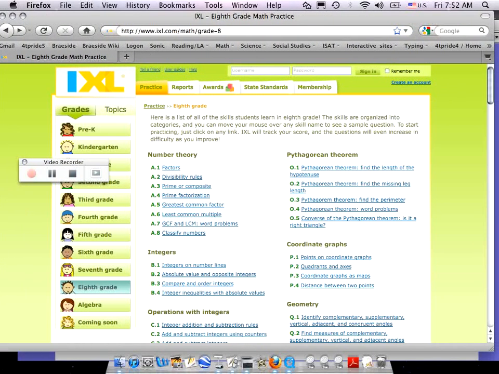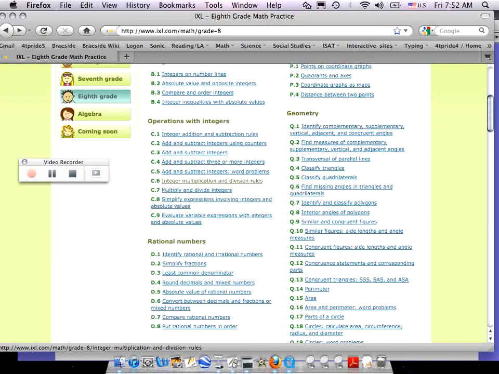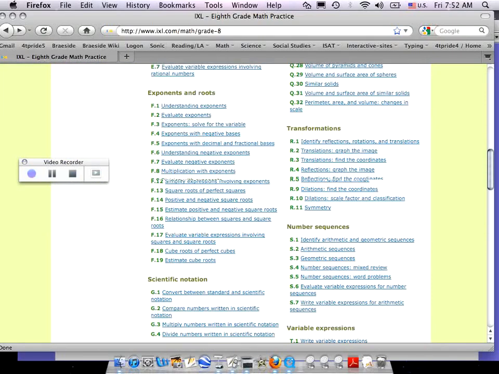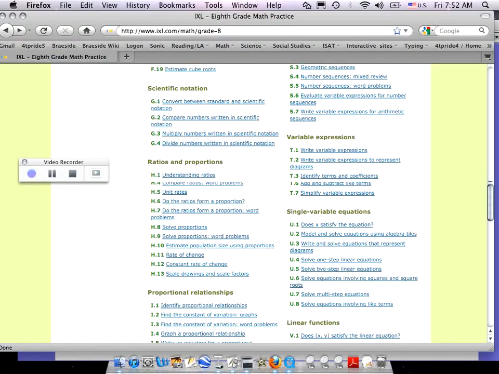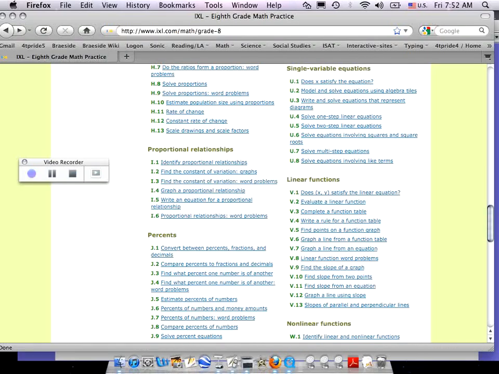For linear functions, I'm going to move down to linear functions. A linear function, it sounds like a line. A linear function is when you have a function table that has a direct rule that you'll be able to graph it and it'll make a straight line. All the coordinates will make a straight line on it.